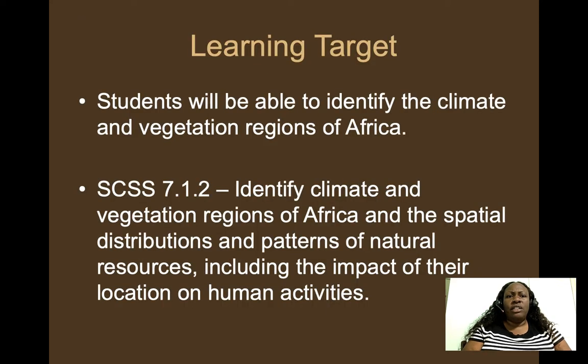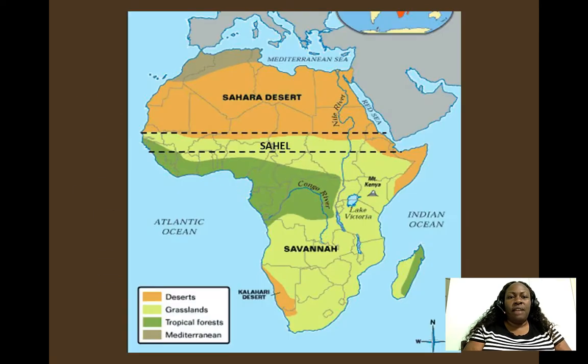Our learning target: students will be able to identify the climate and vegetation regions of Africa. Our South Carolina Social Studies standard is that we identify climate and vegetation regions of Africa and the spatial distributions and patterns of natural resources, including the impact of their location on human activities. Let me go back to that. All we're going to do today is identify the climate and vegetation regions of Africa.